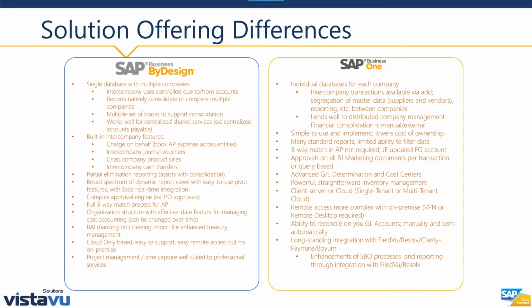your financials. There's really powerful reporting inside SAP ByDesign with easy-to-use pivots. We'll talk about that in a bit more detail. The approval engine is more complex and more sophisticated in ByDesign. We'll talk about that a little bit. We'll talk a bit about the full three-way match process for accounts in AP, which is both good and bad because you have more steps, more processes you have to follow. So we'll explain some of that. We'll talk about the org structure and how that relates to cost accounting. And then just a couple other things that come to mind.